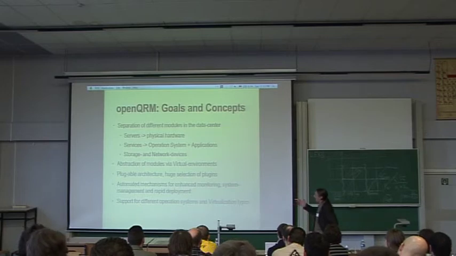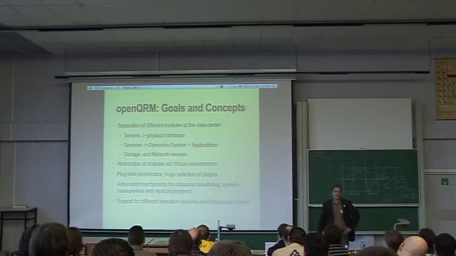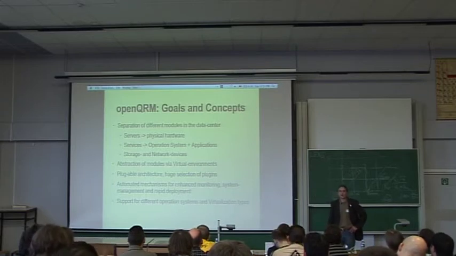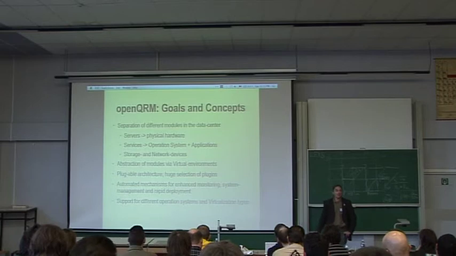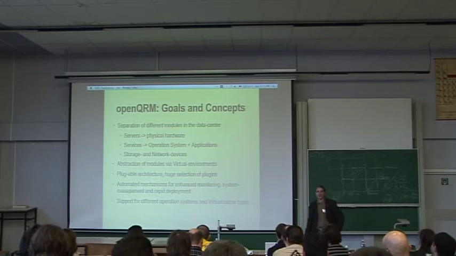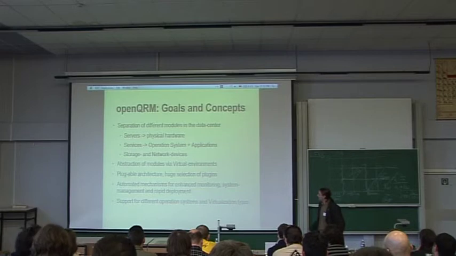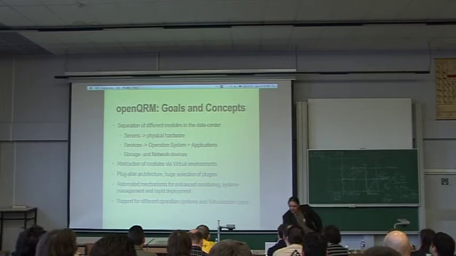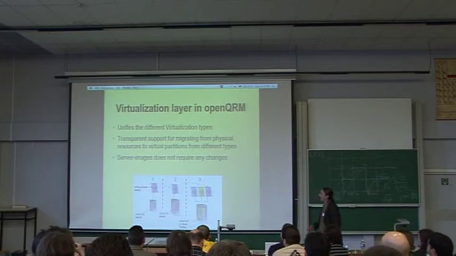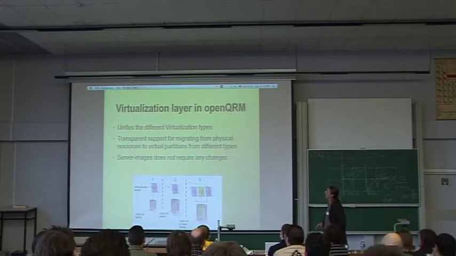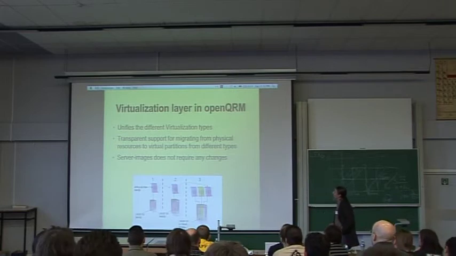Last but not least, we have support for different operating systems. Also, non-Linux operating systems can be deployed with openQRM. Examples for that are FreeBSD, Solaris, and surprisingly also Windows. We can deploy Windows machines with that. So this is the basic overview of openQRM, and this is needed to better understand the way we integrated this virtualization layer in openQRM.